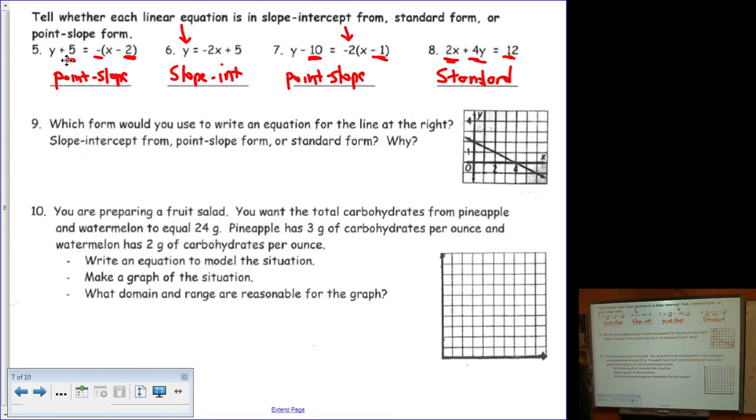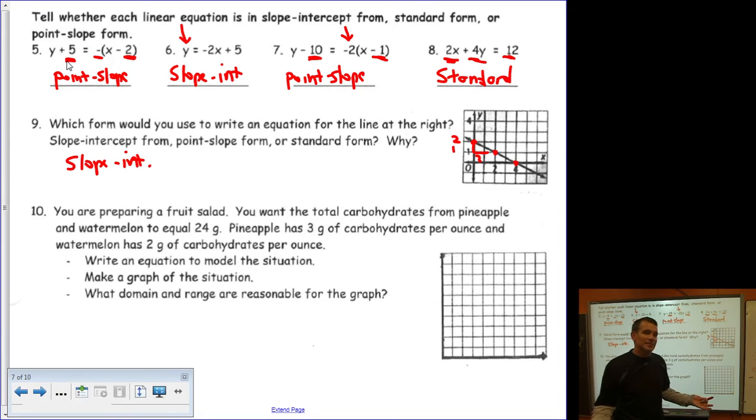Number 9. Well, number 9 is totally up to you. If I was doing number 9, as I showed you in the answers, I would use slope-intercept form because the y-intercept is a nice whole number right there. It's 2. And the slope is very easy to get. It's just down 1 over 2, -1/2. So I would use slope-intercept form. But it would be just as easy to use point-slope form, since the slope is easy and a point is easy. It's really your choice.